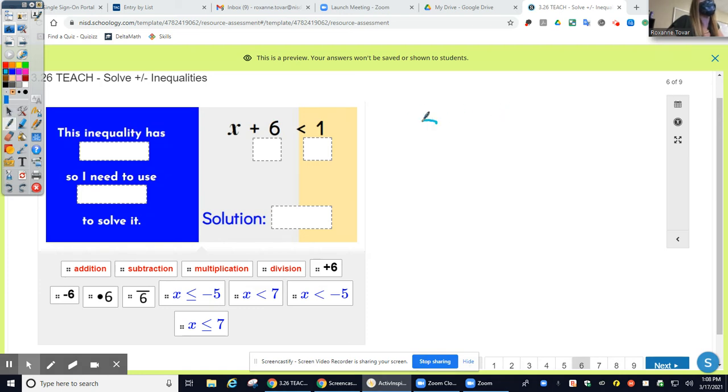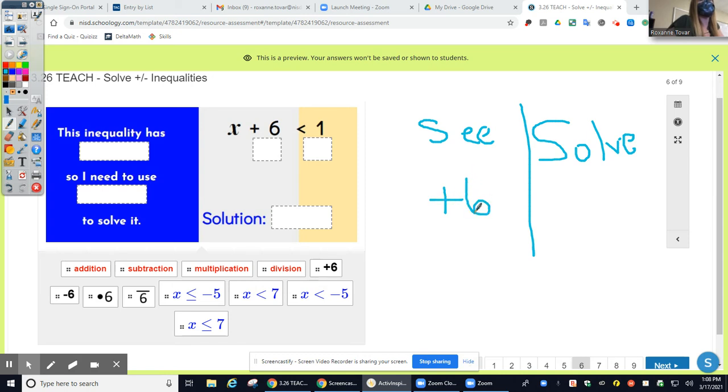We're going to see what we are doing to the x, and how we're going to solve it is going to be the opposite. So what we see is an add 6. So how we're going to solve is by subtracting 6. So the inequality has addition, so I need to use subtraction to solve it. So here we're going to put -6 on this side and -6 on this side of the inequality as well.